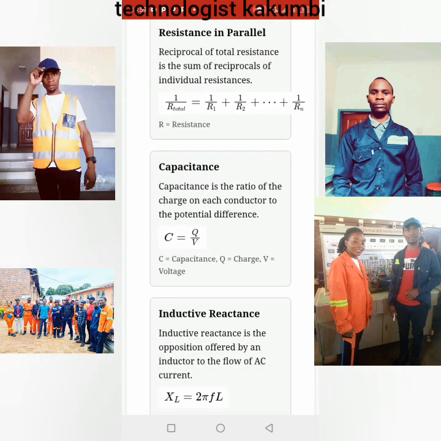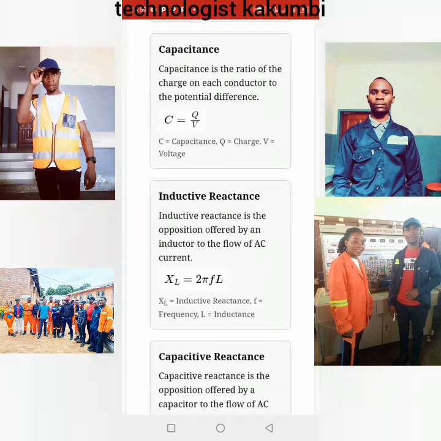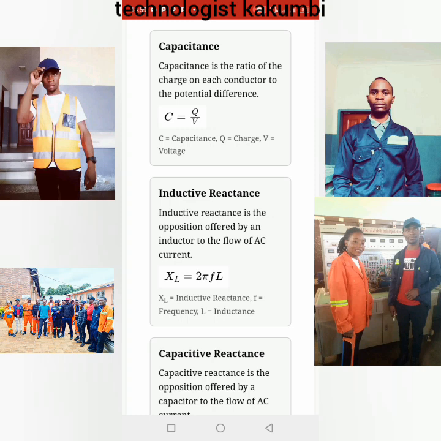The other thing that we need also to understand is where capacitance is concerned. So we say capacitance is the ratio of the charge on each conductor to the potential difference. So this is a formula for capacitance: C equals Q over V. Wherever you see C, we're talking about capacitance, Q, charge, V, voltage.